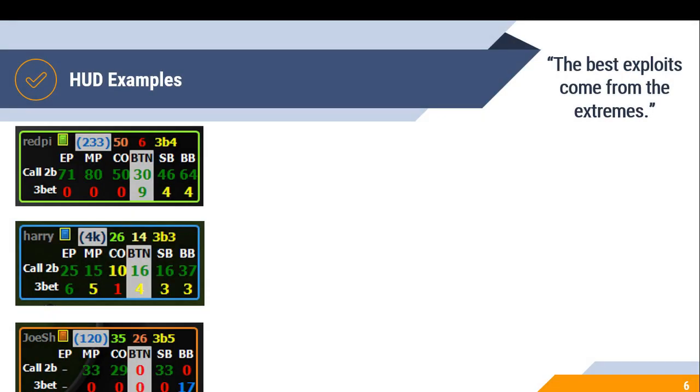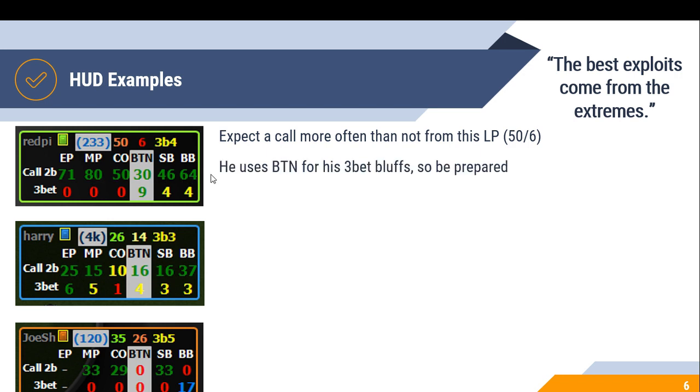Alrighty, and here is one HUD example. This is the preflop calling HUD, and these are some examples on how we would exploit these various percentages that we see. So you see red pie is at the top. Expect a call more often than not from this loose passive player, because he's a 50/6. Look at how often he's calling by position. Now, he uses the button for his 3-bet bluffs, so be prepared for that. Harry right here, he's a pretty honest 3-better, especially in the cutoff. Look at how small it is in every position, and the cutoff's only 1%.